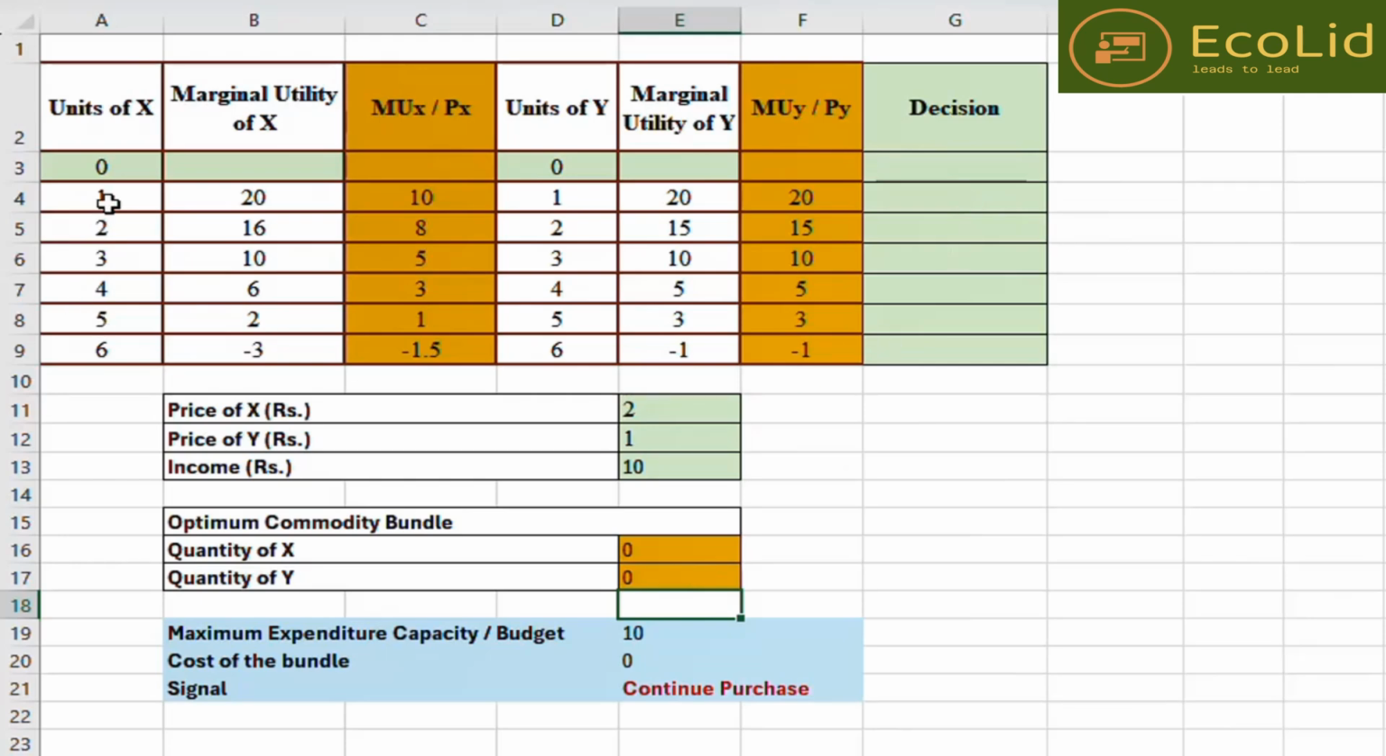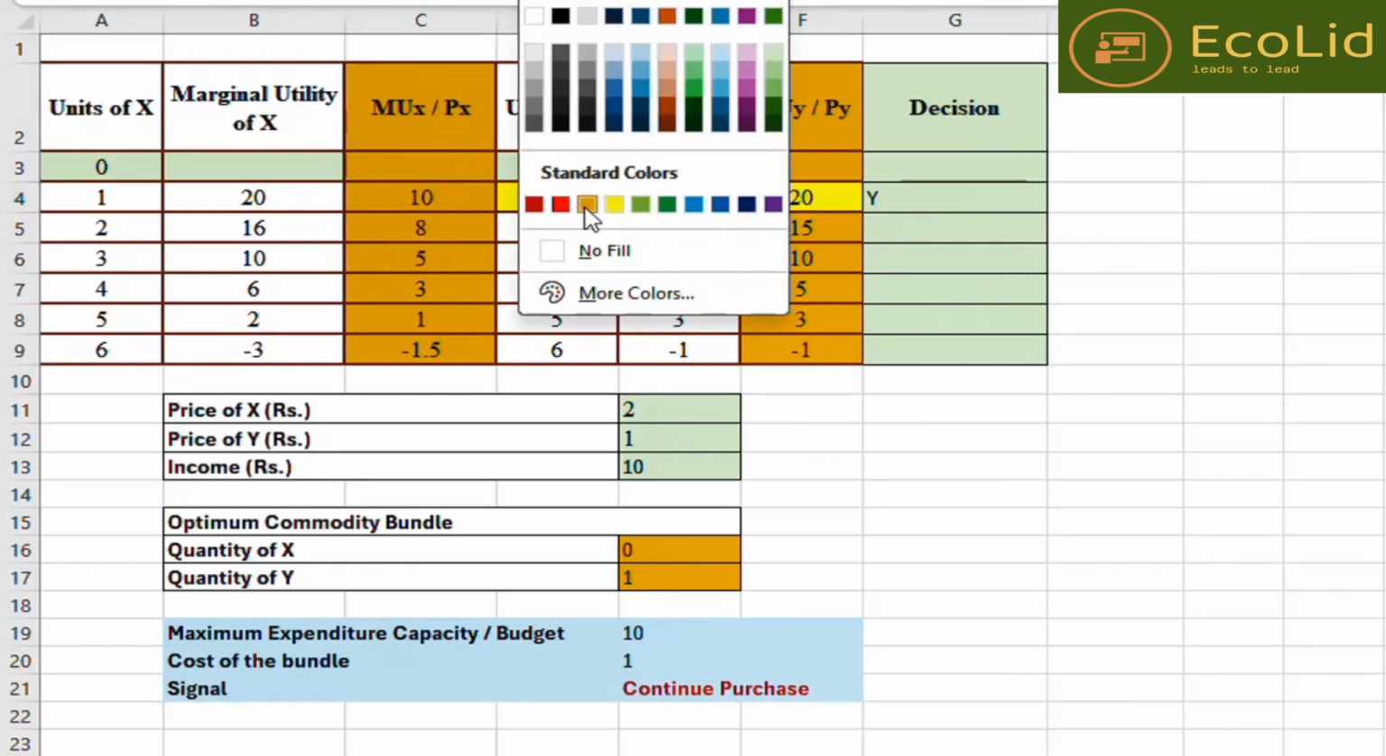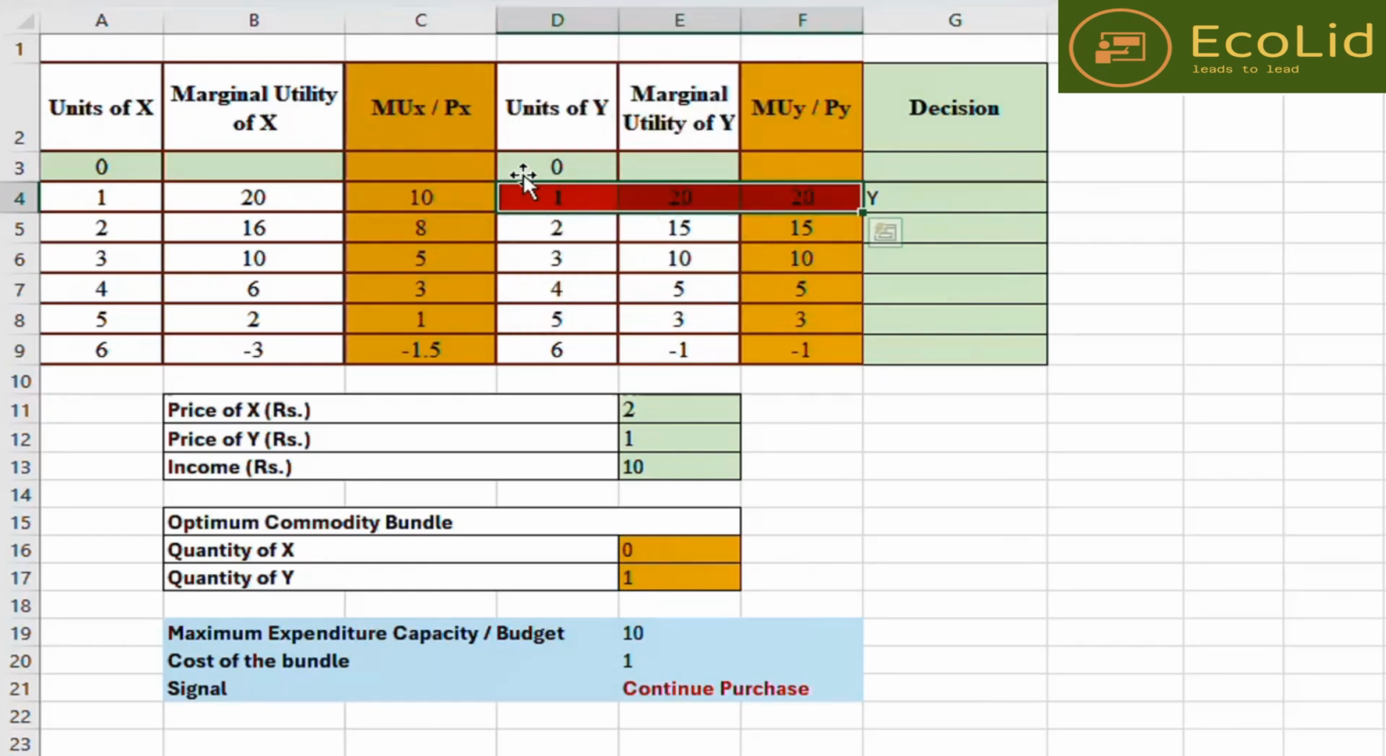Now we need to focus only on the decisions. So compare the first unit of x and the first unit of y. Which one is giving greater amount of marginal utility? Obviously it is the y commodity, first unit of y, because here it is 20 and here it is 10. So the consumer will purchase commodity y. Now the first unit of y has already been purchased, so we just put a different shade here. This we will no more consider.